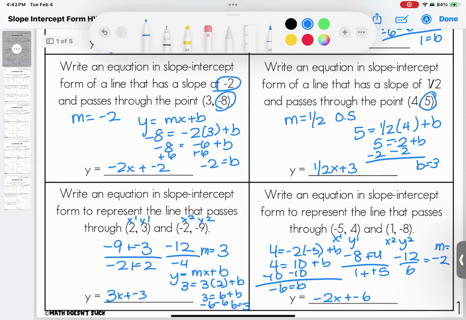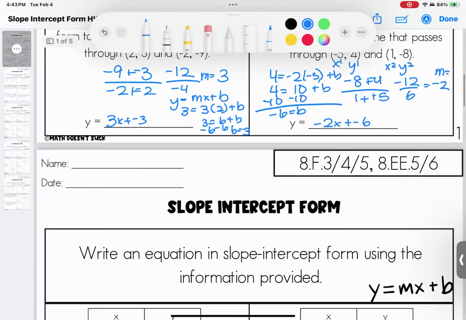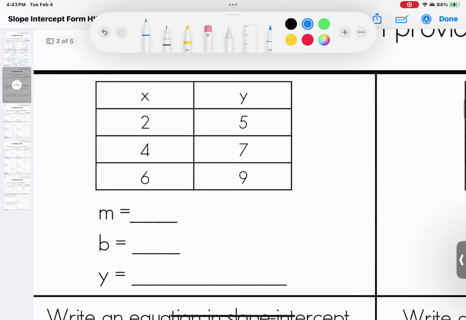Questions on the first page? Go ahead and bring them to class. All right, I'm going to start labeling. 7 minus 5 is 2, using my x2, y2. Y2 minus y1 over x2 minus x1. 4 minus 2 is 2. 2 divided by 2 is 1.